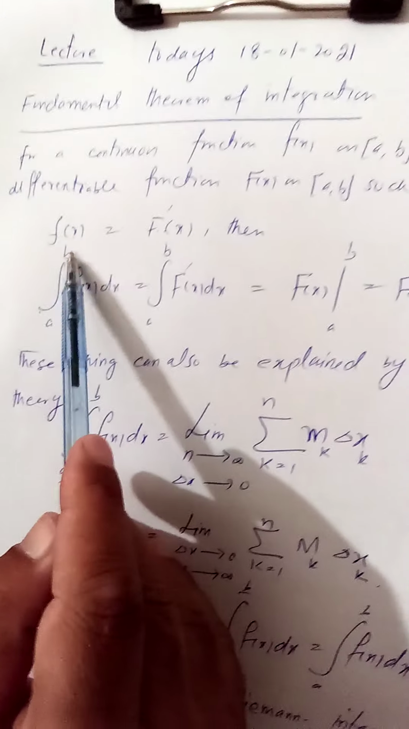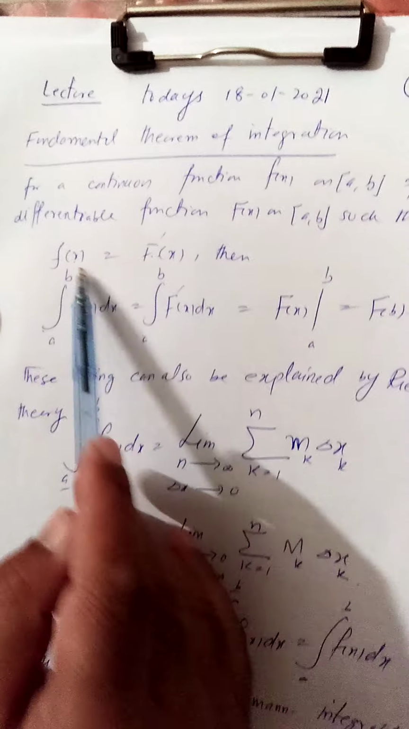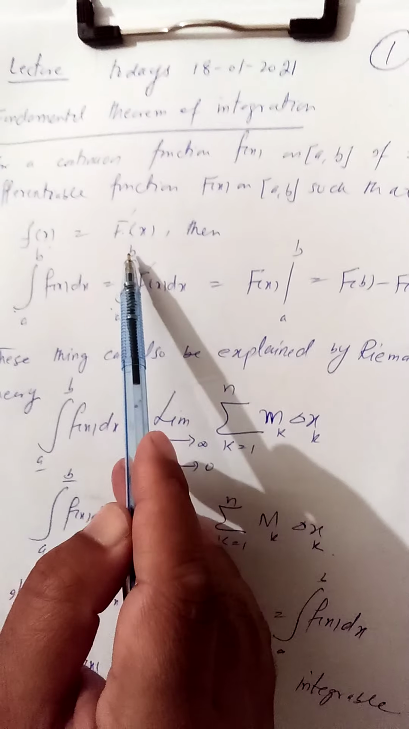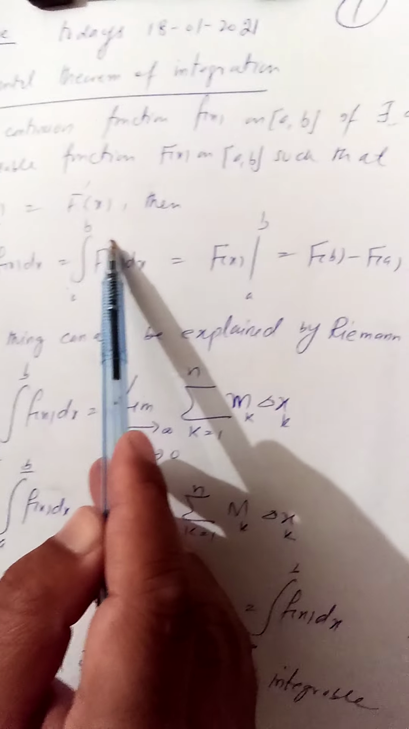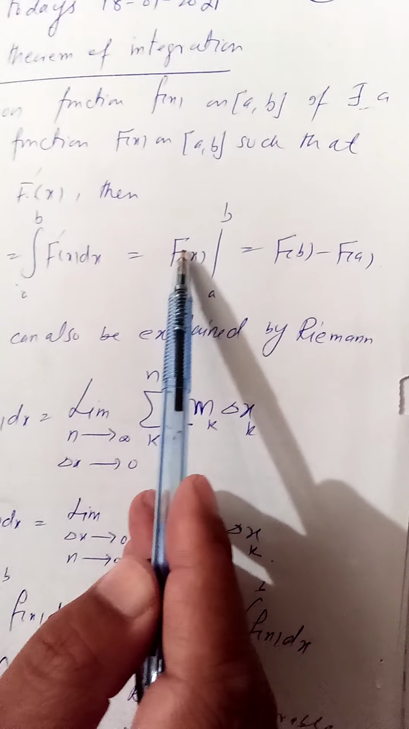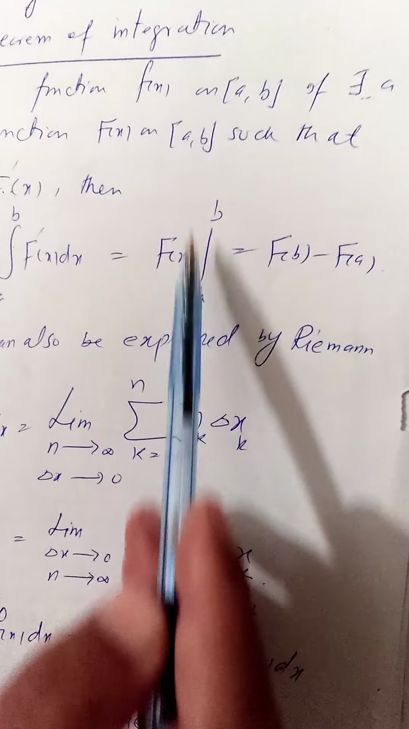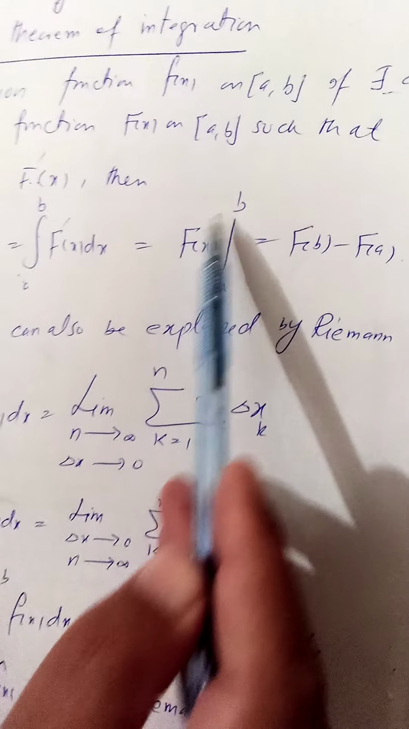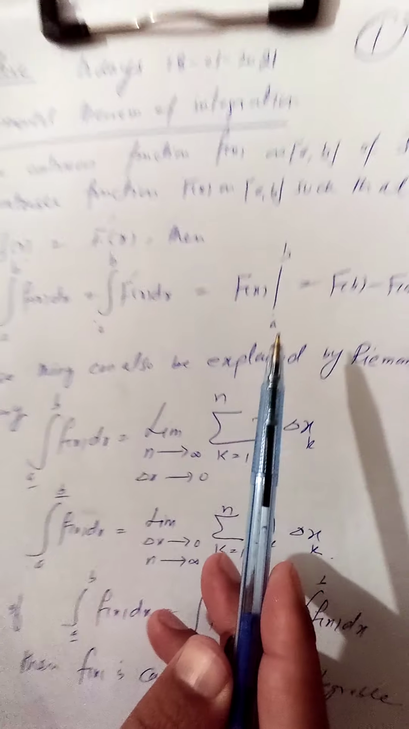Then the integration from a to b of f(x) dx is equal to taking the integration of both sides, the integration from a to b of F'(x) dx. The derivative will cancel with the integral, and this is equal to F(x) with limits from a to b. When we put in the upper limit minus the lower limit, this is called the fundamental theorem of integration.